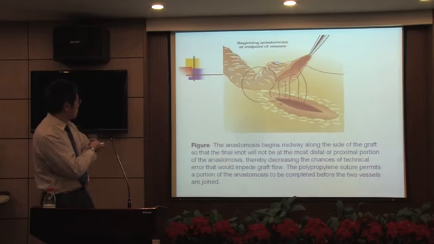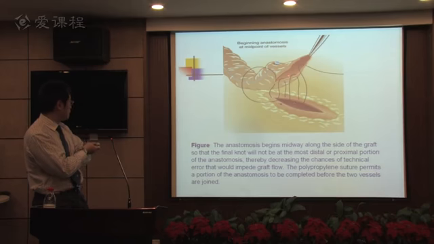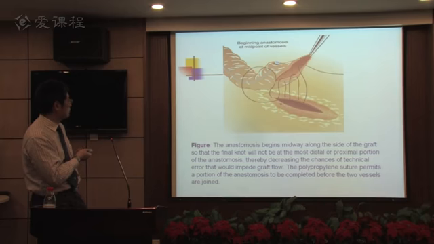And here shows the anastomosis begins midway along the side of the graft, so that the final knot will not be at the most distal or proximal portion of the anastomosis, thereby decreasing the chances of technical error that would impede graft flow. The polypropylene suture permits a portion of the anastomosis to be completed before the two vessels are joined.